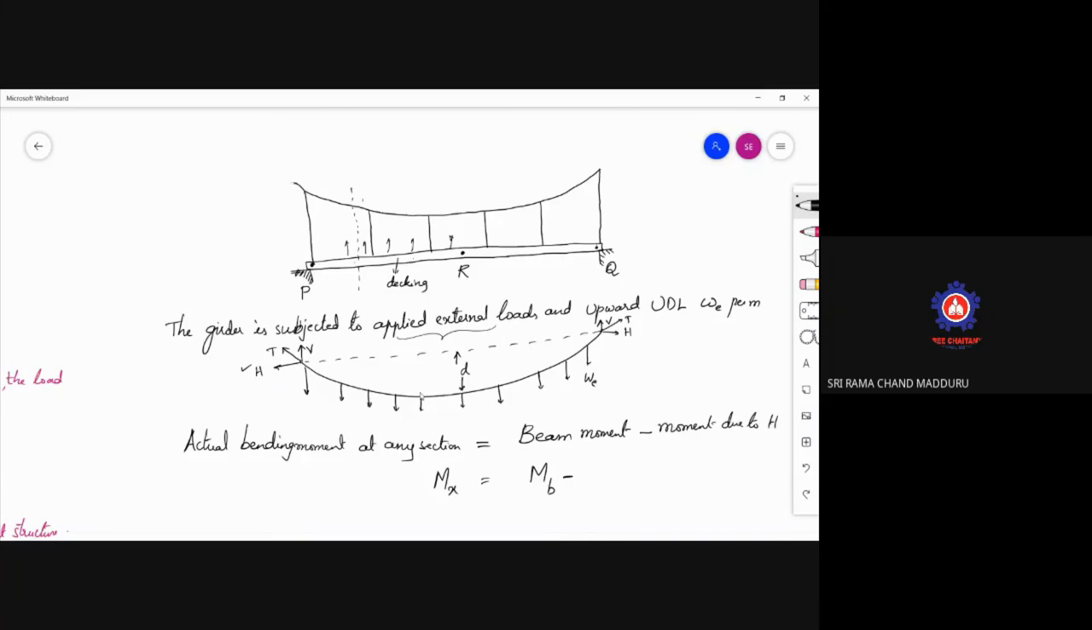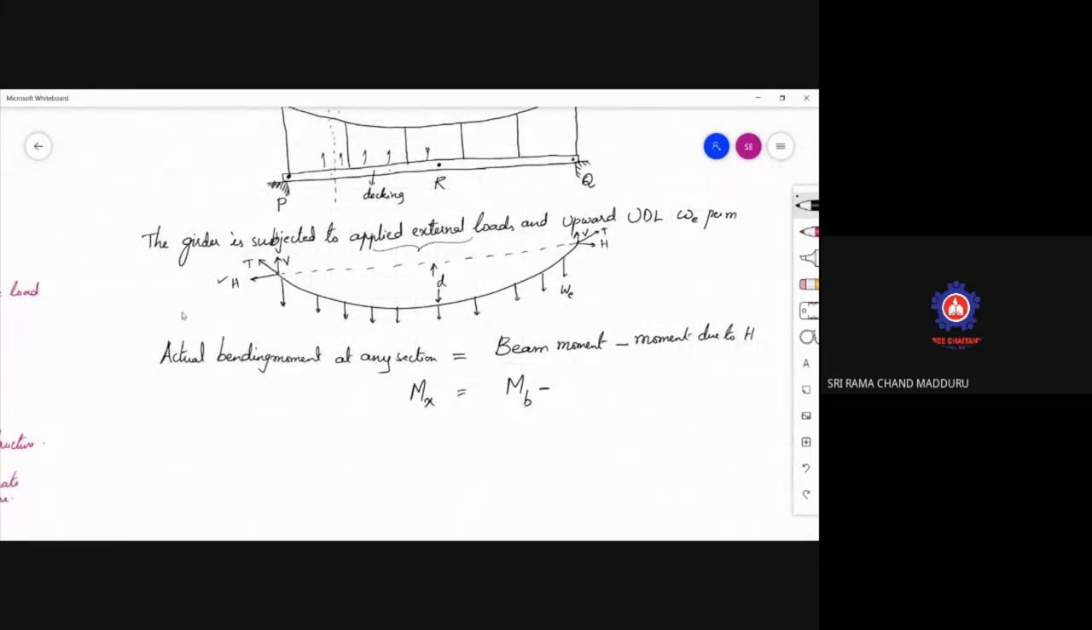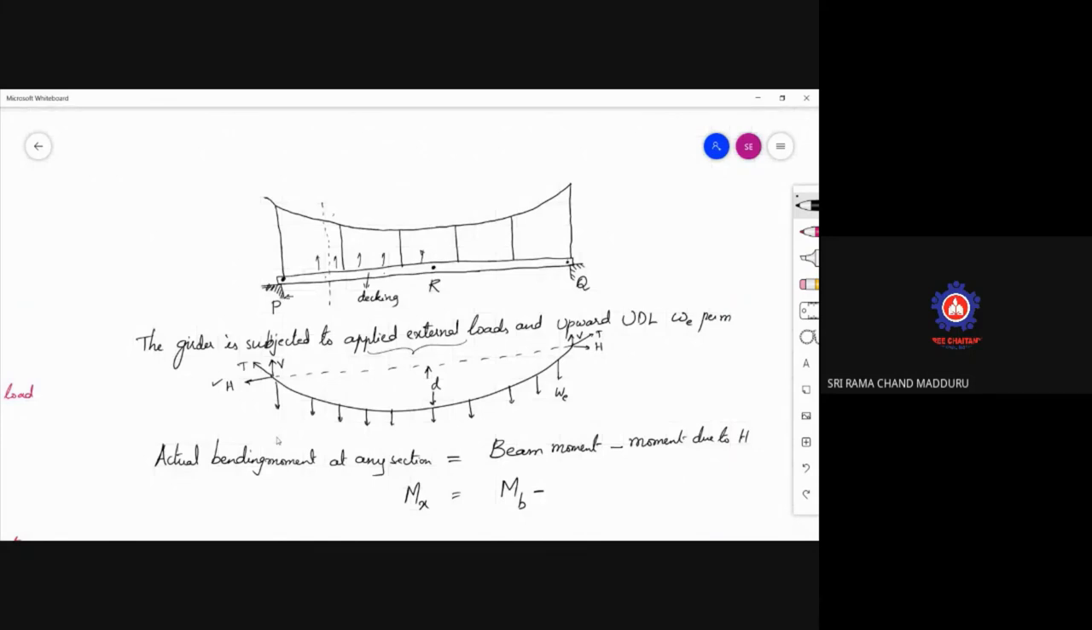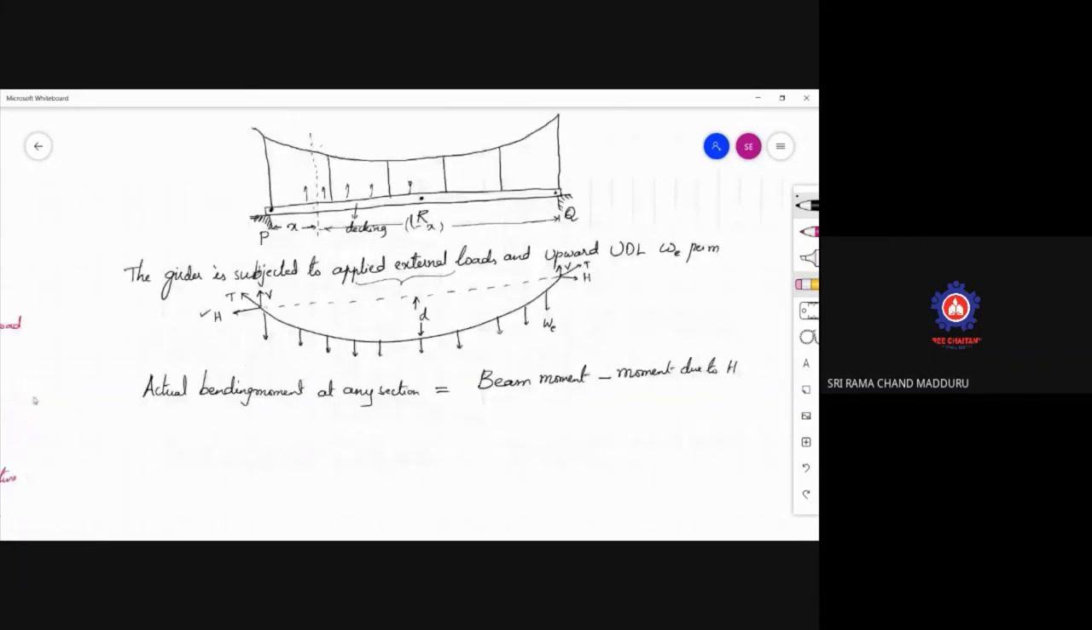So just write down this one. I will explain to you while we are solving a problem. Beam moment Mb minus moment due to H. Here Mx, the actual bending moment at any section, is equal to beam moment minus the moment due to H. Our UDL is there; if this distance is X, this distance is considered as L minus X. So just keep it like that, you don't need to write this down. Keep it as: actual bending moment at any section is equal to beam moment minus moment due to H.